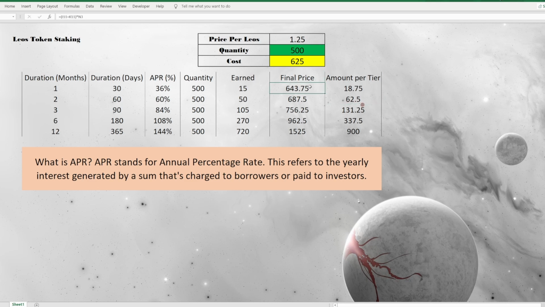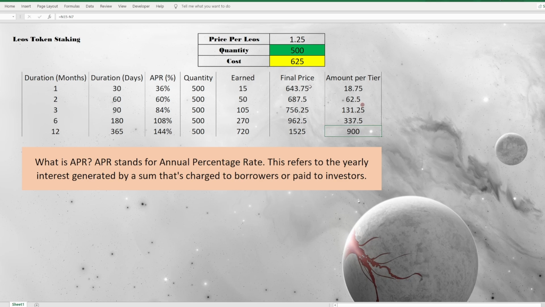So at 30 days with 500 quantity, at 36% APR, you're going to pick up $18.75. At 2 months, you'll pick up $62. At 3 months, $131. At 6 months, $337, which is basically half your initial investment. And in 9 months, you're going to be a third higher than your initial investment. So you're going to make $900 if you buy $625 worth of Leo's token at $125 right now. In 1 year, you're going to pick up $900.